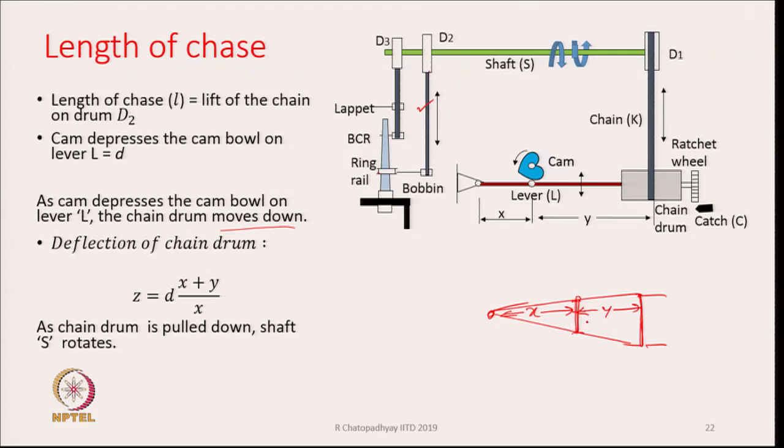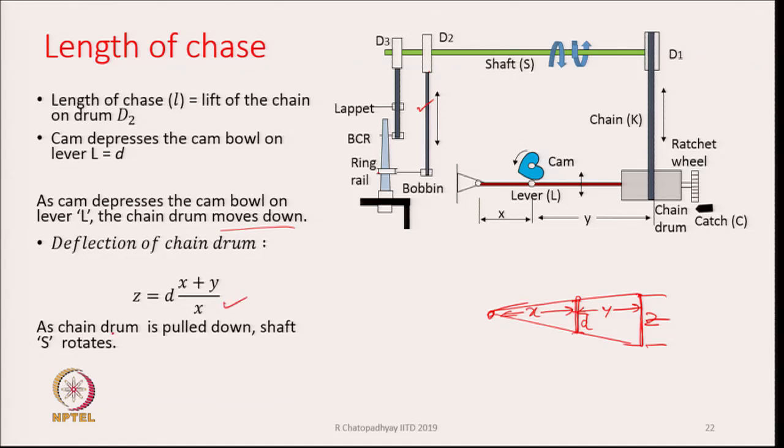So, this is basically your d, let us say this depression of the cam ball, let us say that is d, and over here we want to know what this z is. So, from similar triangles we can easily find out how much z will be. It is going to be d into (x plus y) by x.